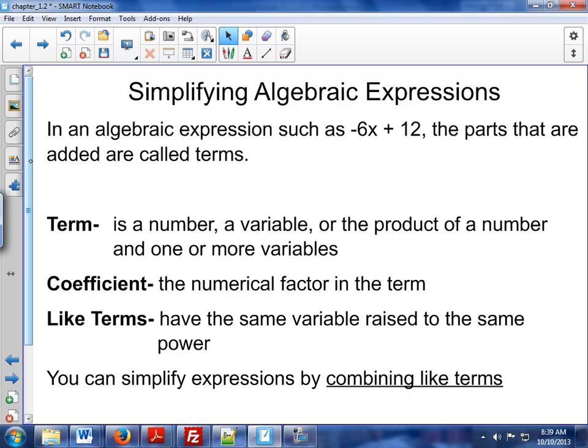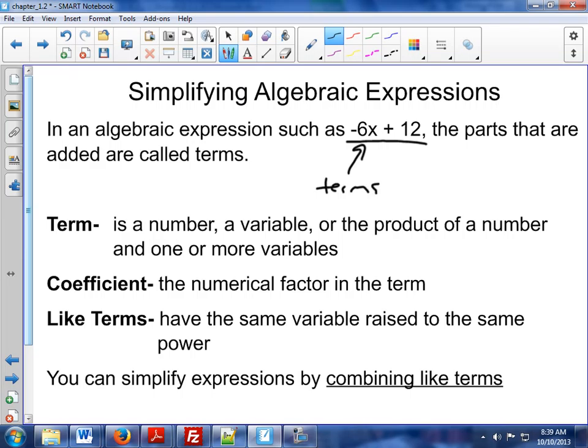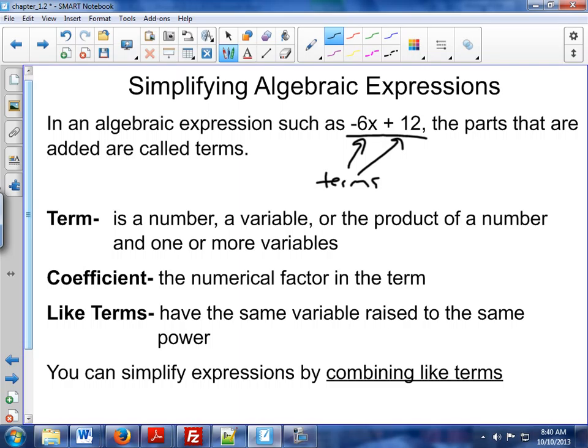All right. Simplified algebraic expressions. This is an algebraic expression. Okay, these are called terms. A term is a number, a variable, or the product of a number and one or more variables. Product means multiplying. When they're next to each other, that means multiplying. This in words says negative 6 times x plus 12.